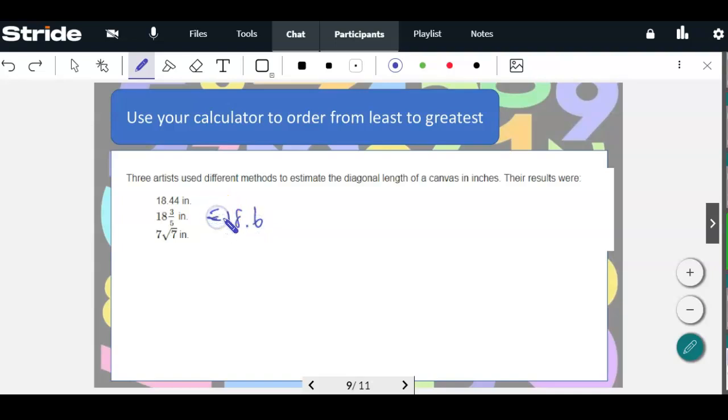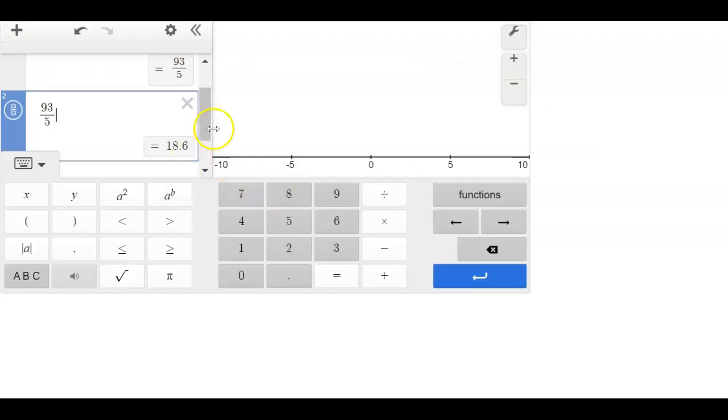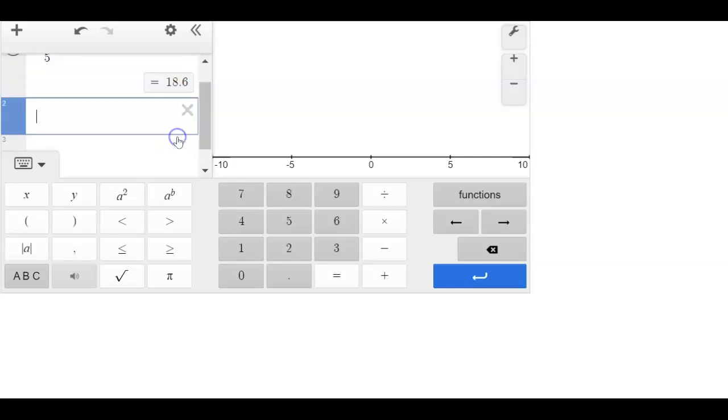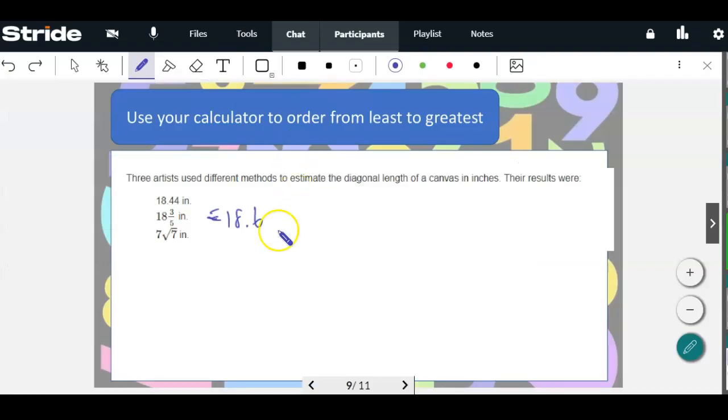And then we're going to do 7 times the square root of 7. But in the calculator, you just have to enter just like this. So let me go ahead and get rid of this one. All right, we're going to do 7, and then we're going to do square root 7. So that's 18.52. So I'll just say 18.5.